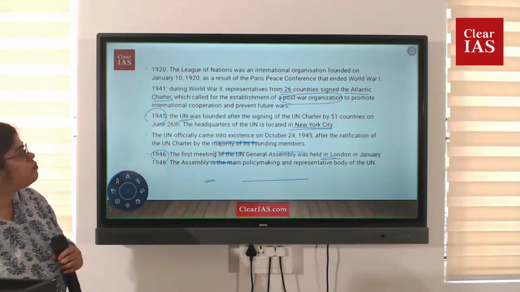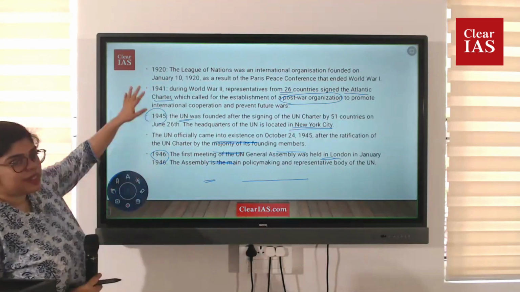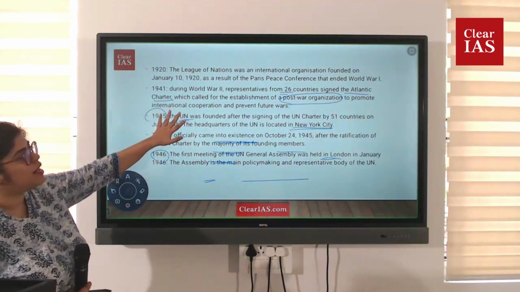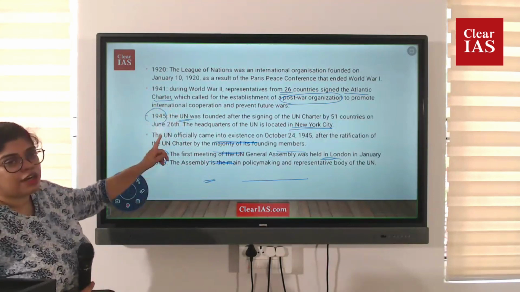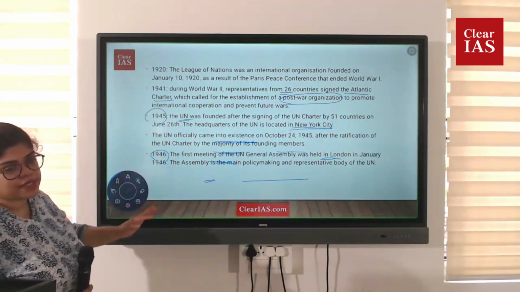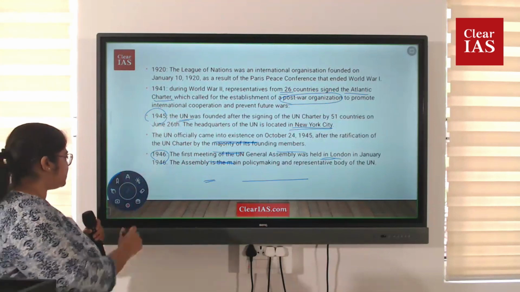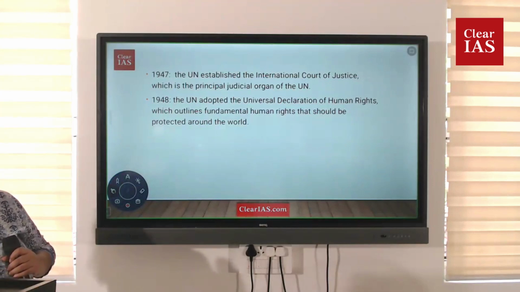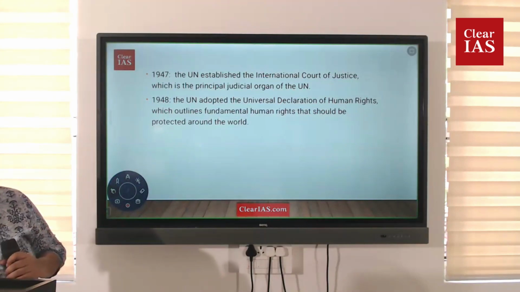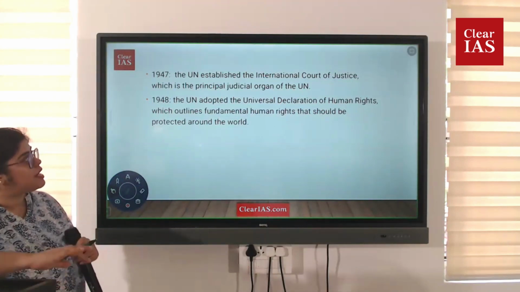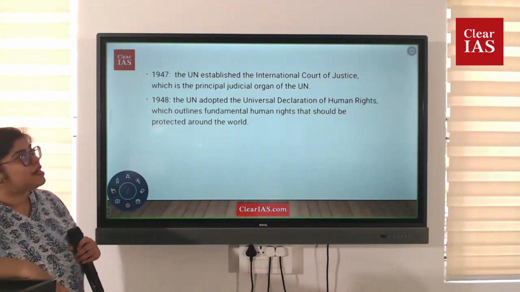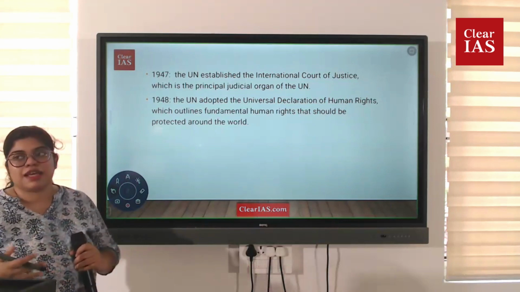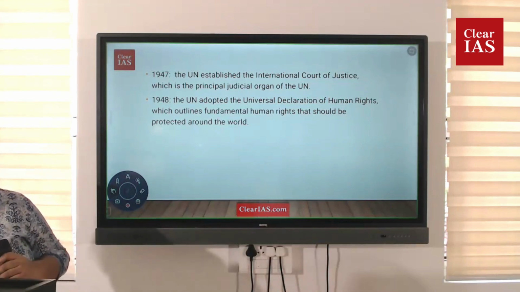Then later on, in 1920, there was the League of Nations. In 1945, due to the UN Charter, we formed the United Nations. It came into existence in 1946. In 1947, the UN established the International Court of Justice. This International Court of Justice is the principal judicial organ of the UN. That means it is a court. It is the judiciary of the UN.